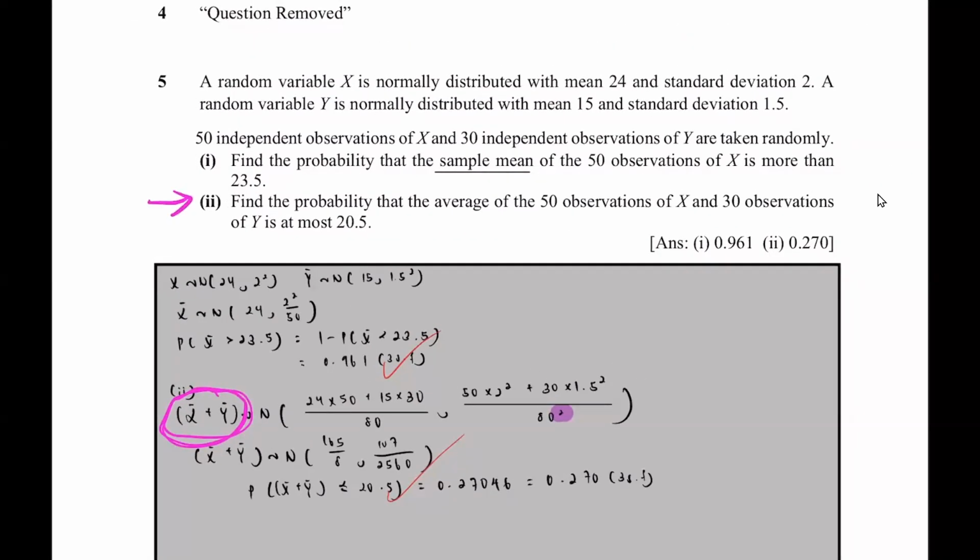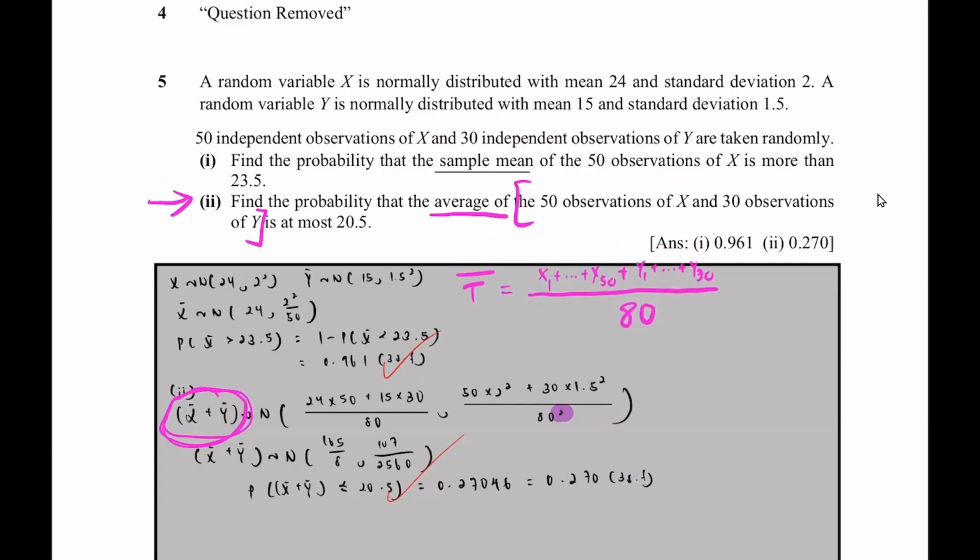Let's read the question for part 2. Find the probability that the average, so it means it's something bar, of the 50 observations of X and 30 observations of Y. This requires you to define a new random variable T for total. This will be equal to x1 plus x2 all the way to x50 plus y1 plus y2 all the way to y30. Then the whole thing, because there's 50 plus 30, all together becomes divided by 80.